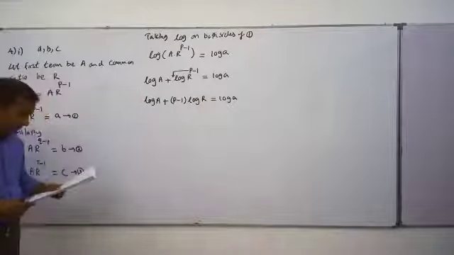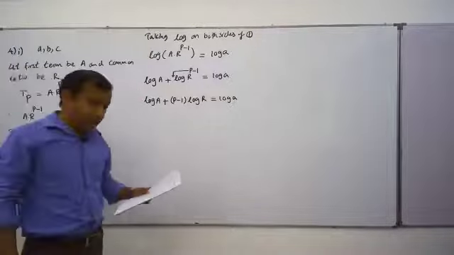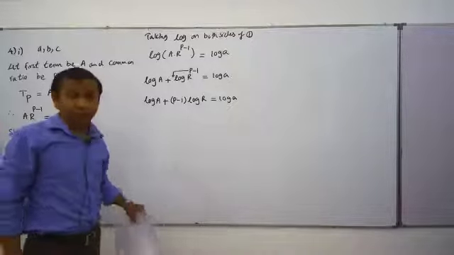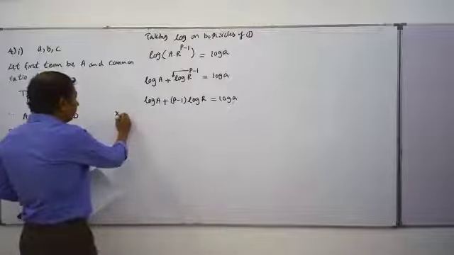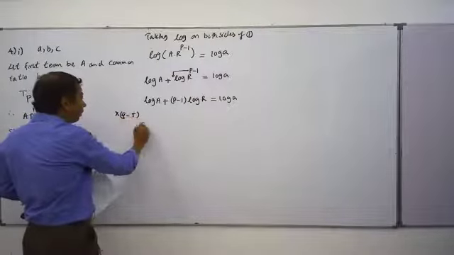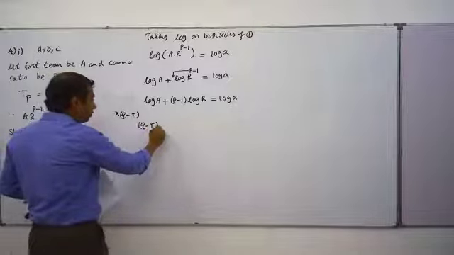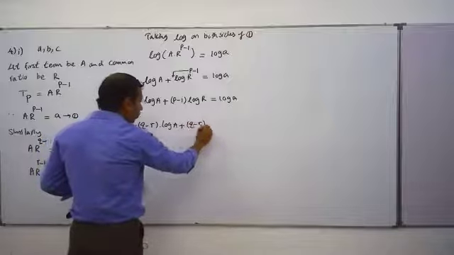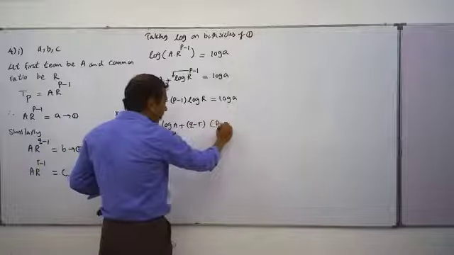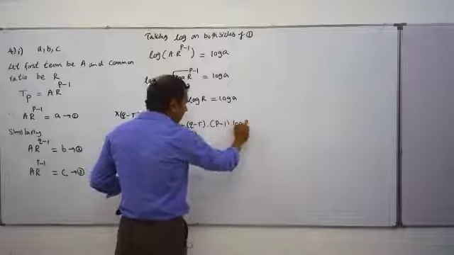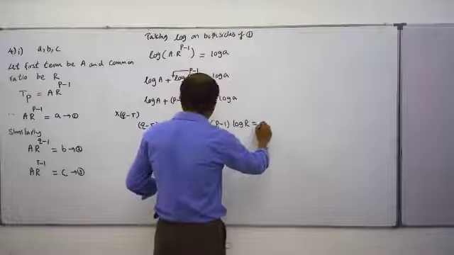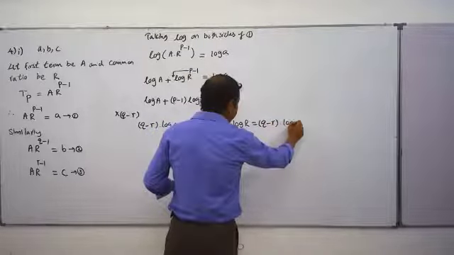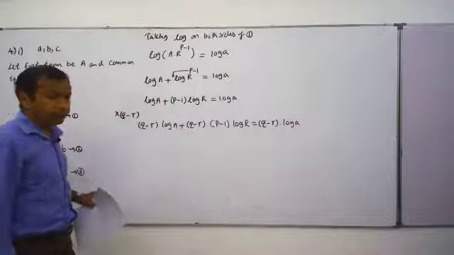Now in the answer, people, this log a term has been multiplied by q minus r. To get that, we multiply both sides by q minus r. Then here we get q minus r times log A plus q minus r times p minus 1 log R equals q minus r log a. Okay, q minus r log a we get.